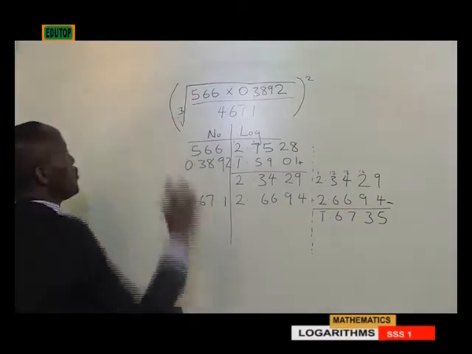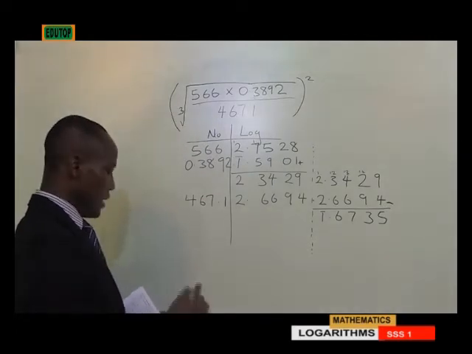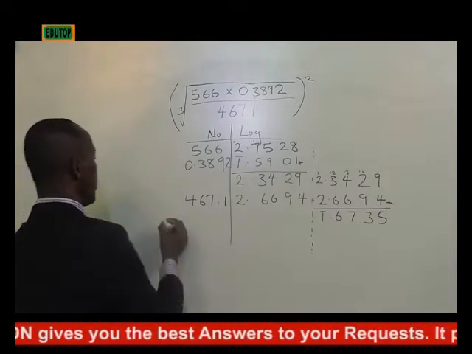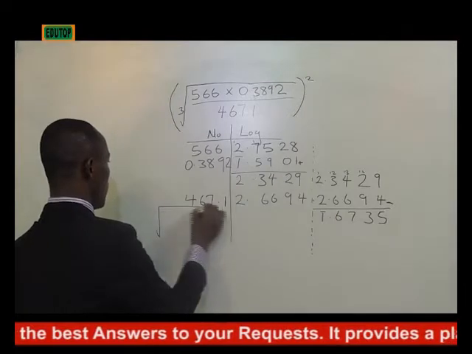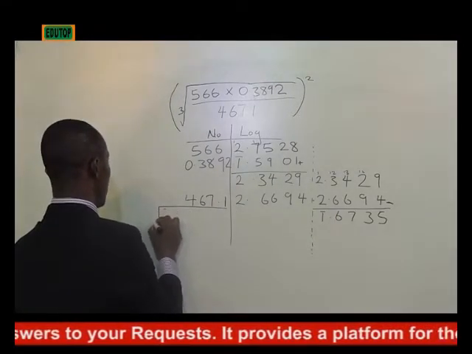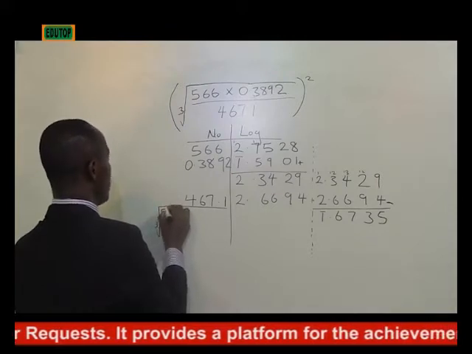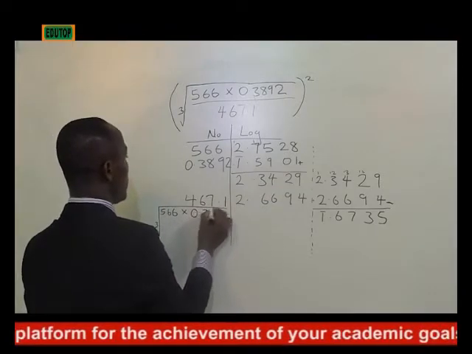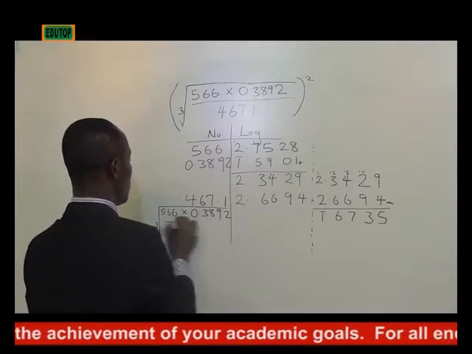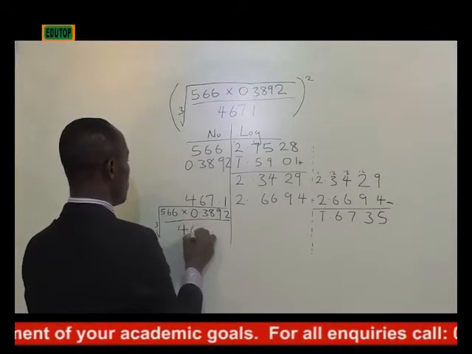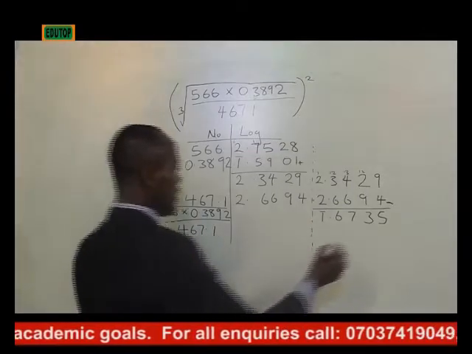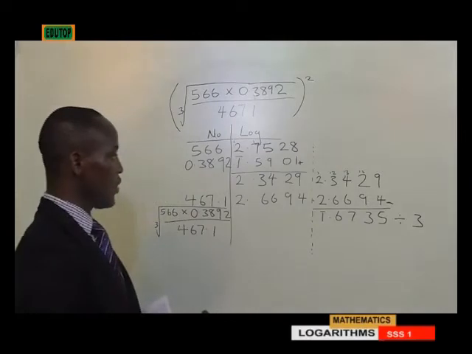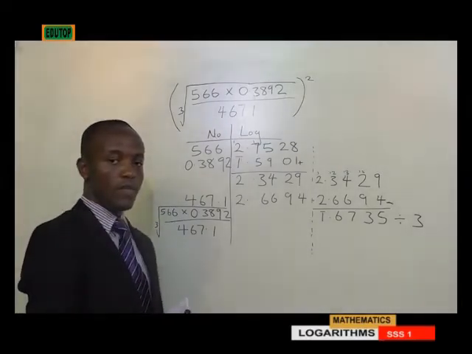Then this cube root, we have to take care of it. And to take care of cube roots, that means you are going to divide by 3. So what we'll now be doing, having here a cube root, that's 566 times 0.3892 all divided by 467.1. So we'll now divide this by 3. If we should divide this by 3, we are going to have a value.